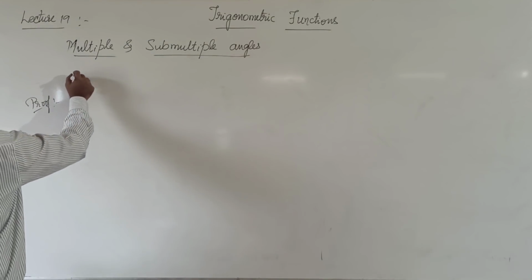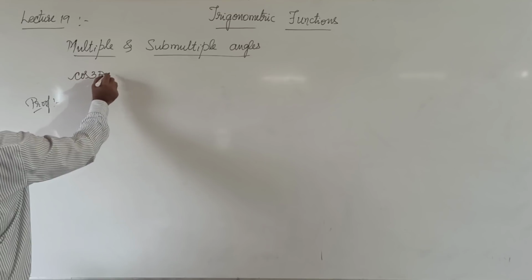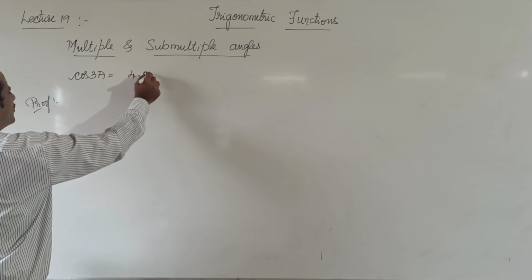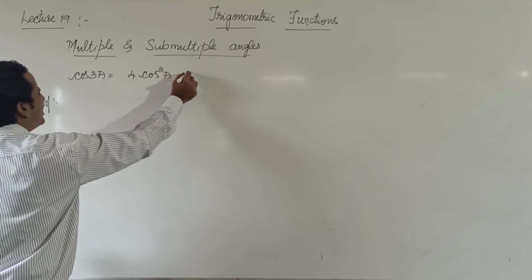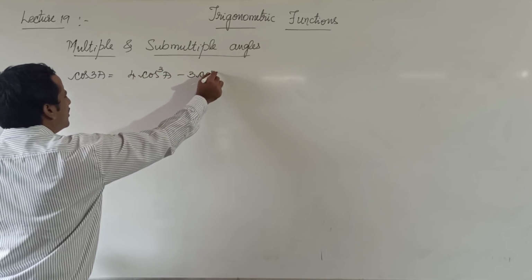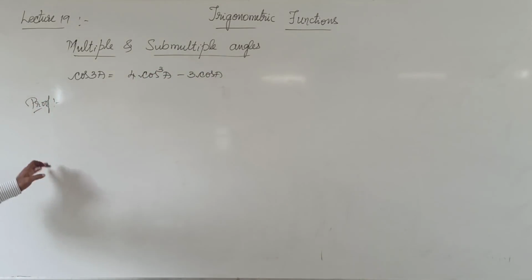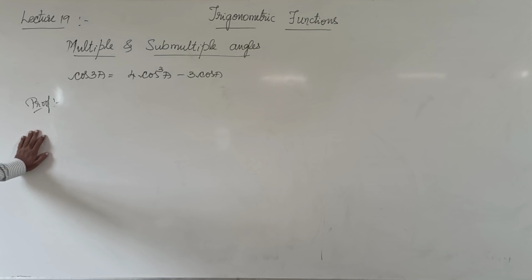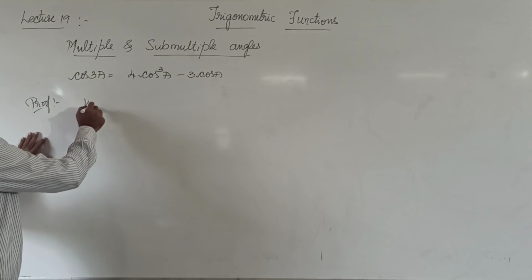Cos 3a is equal to 4 cos cube a minus 3 cos a. Let us prove this result.